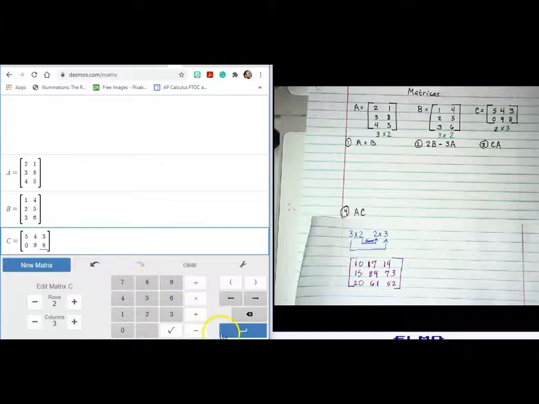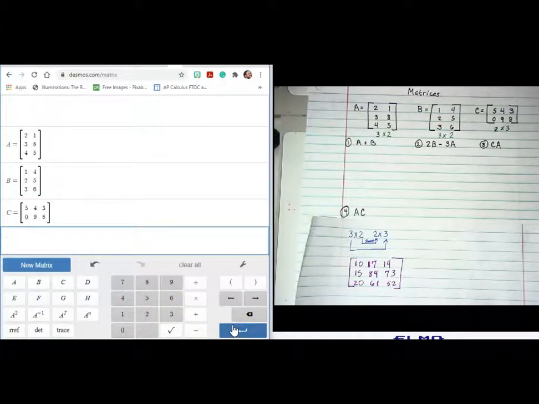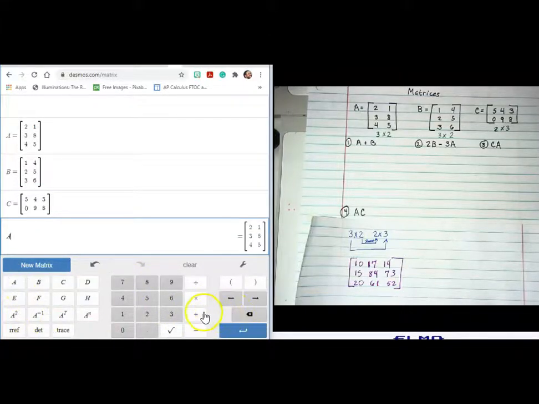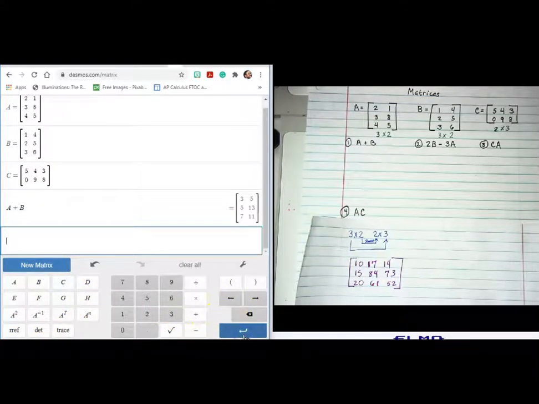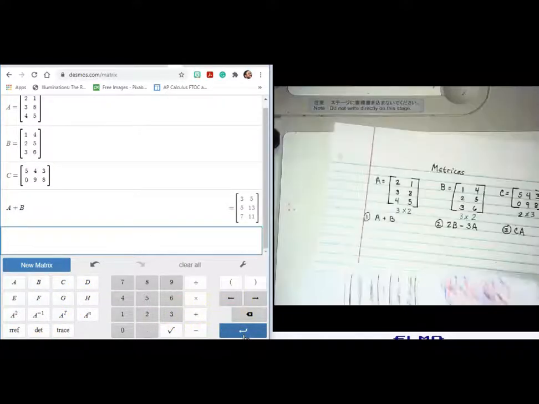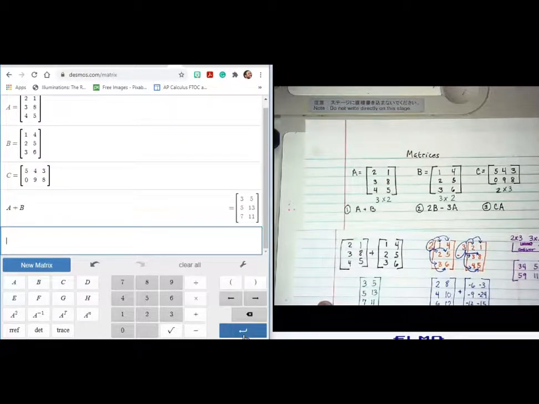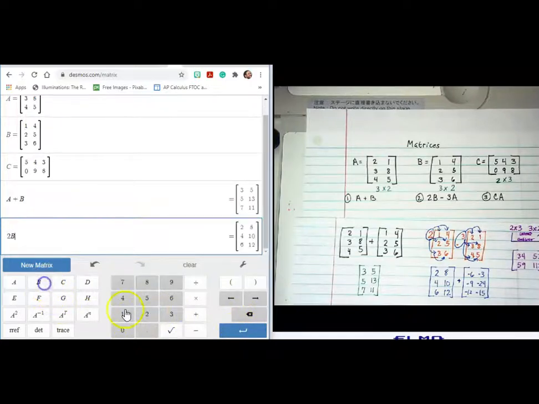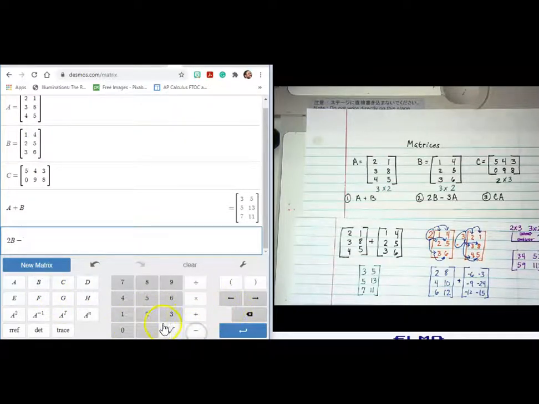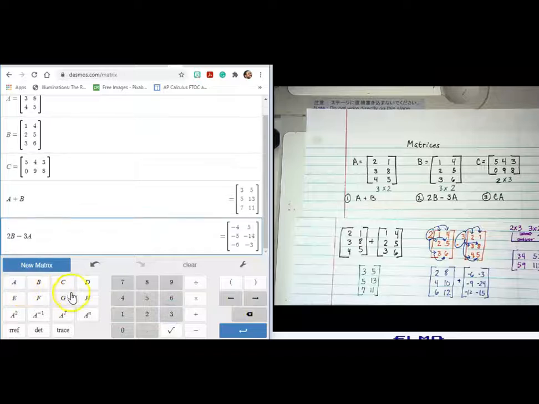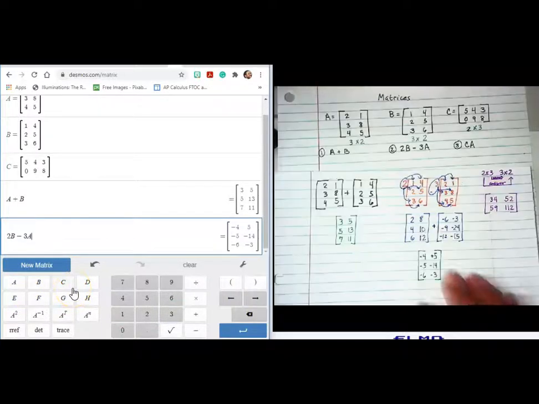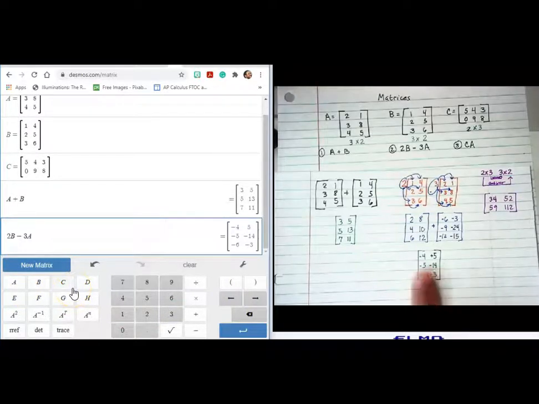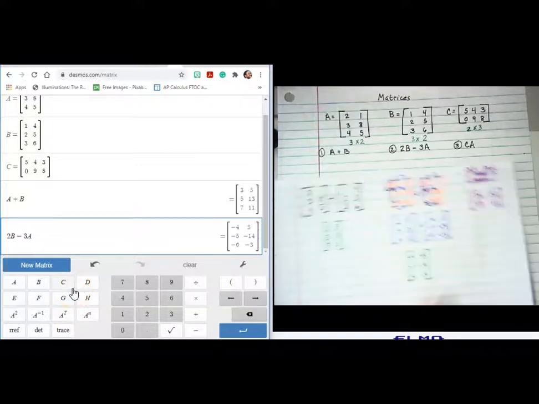All right, so with this, you could have done all of that in the calculator. So we do A plus B. And that's the same thing we got here for A plus B. So 3, 5, 5, 13, 7, 11. All right, the next one you could have put 2B minus 3A, which is the exact same answer we got here. Negative 4, 5, negative 5, negative 14, negative 6, negative 3.